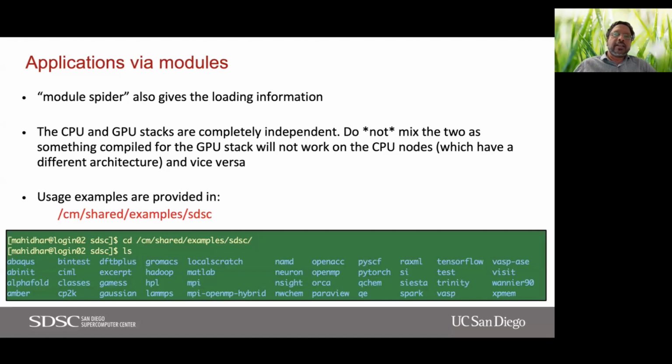And we do provide examples for a lot of our applications in /cm/shared/examples/sdsc on Expanse. So you can go and actually look at how to run some of these codes. And I have a snapshot of the listing there, and you can see some of the standard applications that we have examples for, like AlphaFold, Amber, which is a molecular dynamics package, and NEURON, which is a neuroscience package, and so on. So there's lots of options that you can look at.